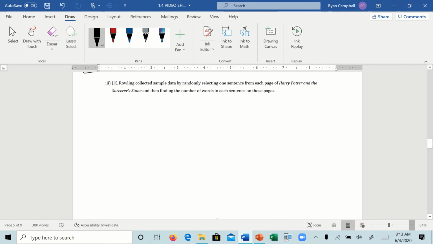J.K. Rowling collected sample data by randomly selecting one sentence from each page of Harry Potter and the Sorcerer's Stone, and then finding the number of words in each sentence of those pages. All right, so what is this, or what is this not? So we can pretty easily see that this is not systematic, right? That's why I always put that one first. It's easy to either identify or cross out.